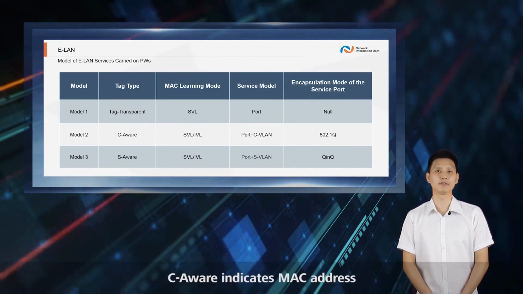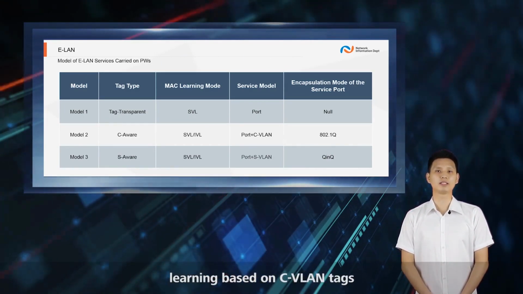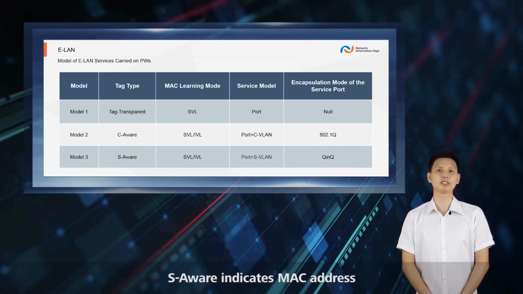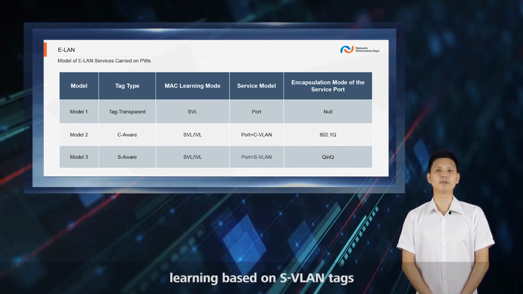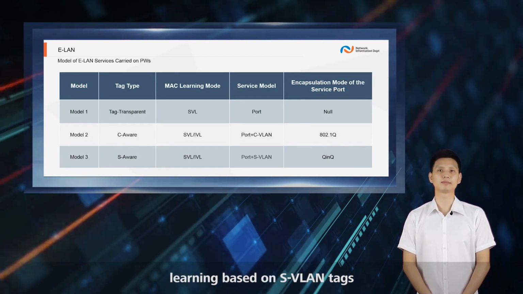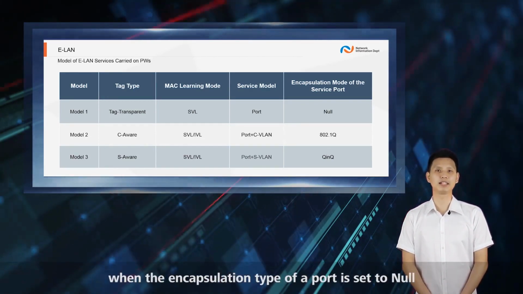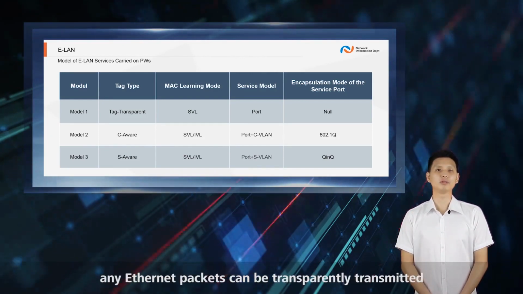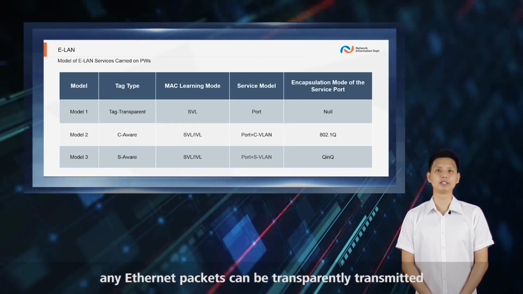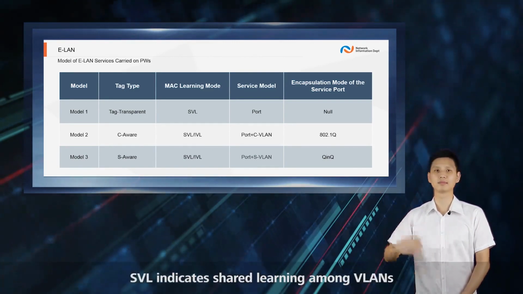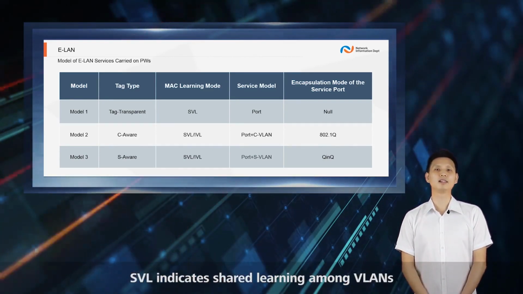C-aware indicates MAC address learning based on CVLAN tags. S-aware indicates MAC address learning based on SVLAN tags. Tag transparent indicates that when the encapsulation type of a port is set to null, any Ethernet packets can be transparently transmitted. SVL indicates shared learning among VLANs.